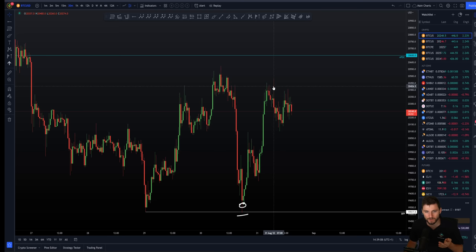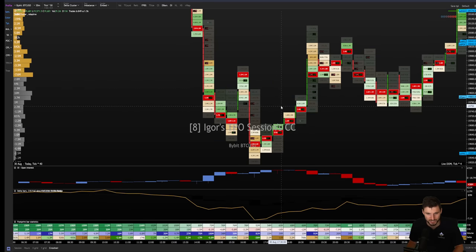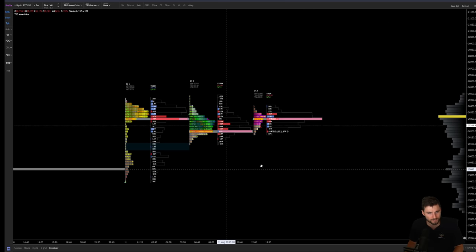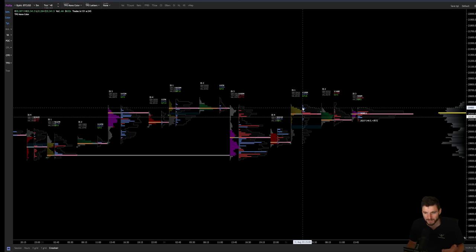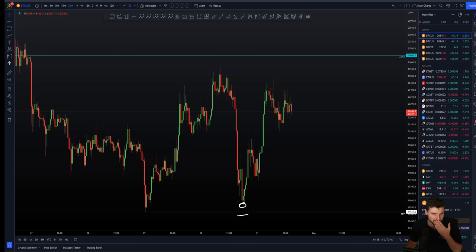Why are we rejecting from where we are here? Range value area high in confluence with some really nice Igor sessions coming in here. You see two Igor sessions lining up together right here. The Igor session gave you the highs there at around 20,400. Really, really nice actually to see that.